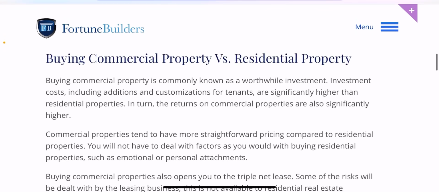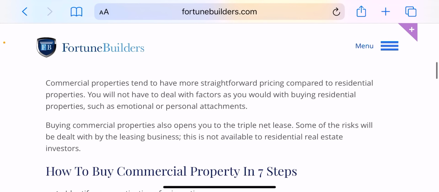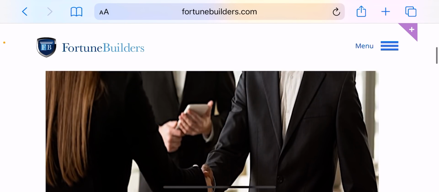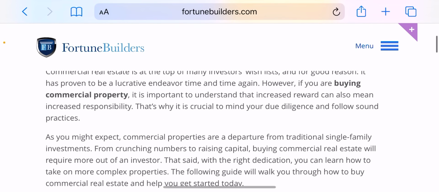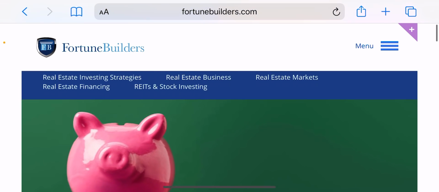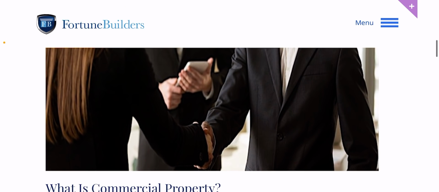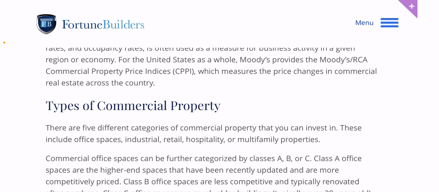So, what's the difference between buying commercial property versus residential property? Buying commercial property is commonly known as a worthwhile investment. Investment costs, including addition and customization for tenants, are significantly higher than for residential properties. In turn, the returns on commercial properties are also significantly higher. Commercial properties tend to have more straightforward pricing compared to residential property. You will not have to deal with factors such as emotional or physical personal attachment, as you would with buying residential property. Buying commercial property also opens you to the triple net lease. Some of the risk will be dealt with by the leasing business. This is not available to residential real estate investors.